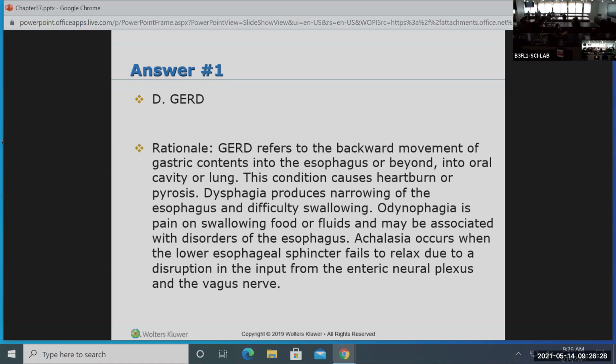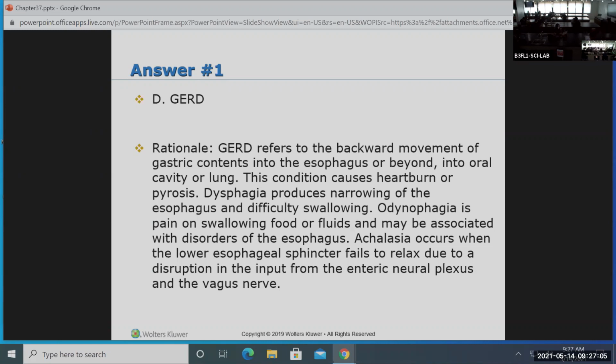We already mentioned dysphagia. Dysphagia produces a narrowing of the esophagus and difficulty in swallowing. This is from the previous slide. Odynophagia is pain on swallowing of food, even liquid, and may be associated with disorders of the esophagus. Any inflammation in the esophagus causes odynophagia.